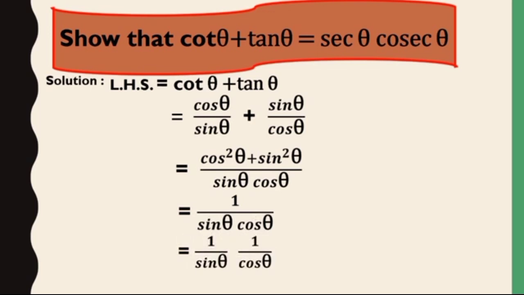Here, multiplicative inverse of sin theta is cosecant theta and multiplicative inverse of cos theta is secant theta. So that we can write 1 by sin theta as cosecant theta and 1 by cos theta as secant theta. So we get cosecant theta into secant theta, which is RHS.